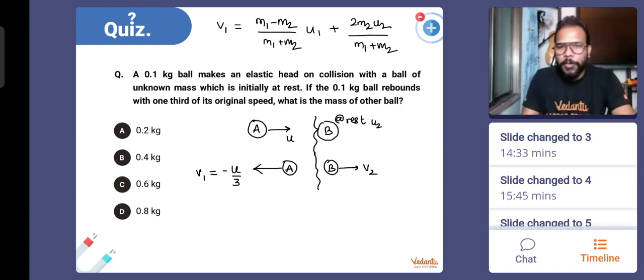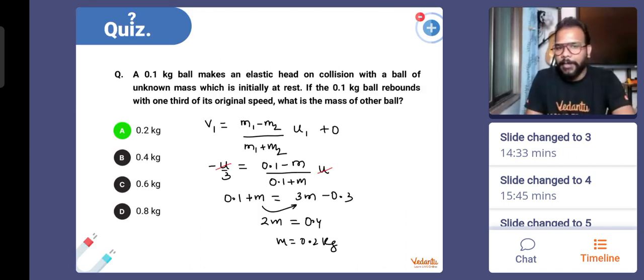So everything was given. First of all, u2 का value is 0. So things become even more simpler. Okay? So you just have to put u1 as minus u by 3. I've given that also because it is rebounding. So when it rebounds, it becomes minus u by 3. Everything else, simplify, multiply, simplify, get the value. Only mathematical question. 0.2 kg. Okay? m1 का value 0.1, m2 का value do not know. Put up both the values, cross multiply, simplify, and done.